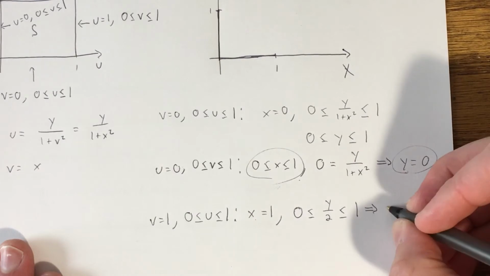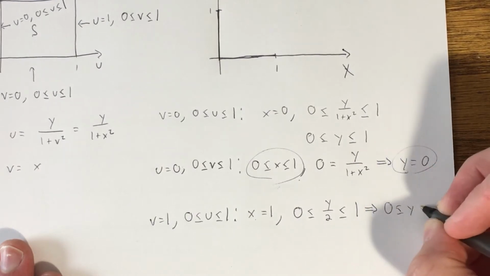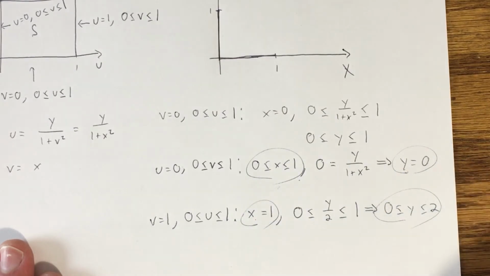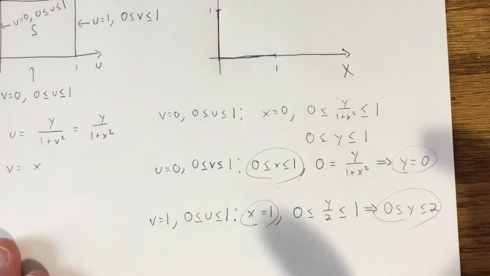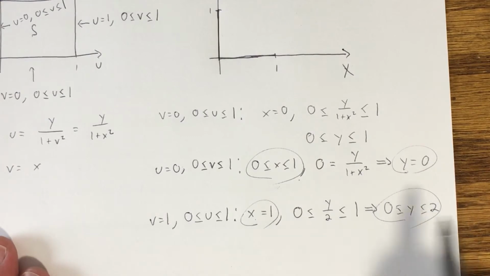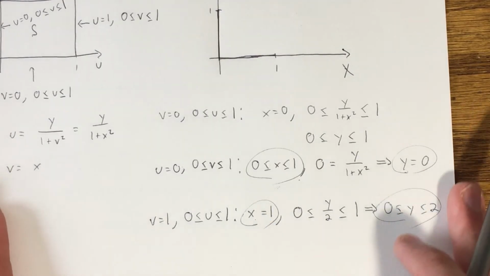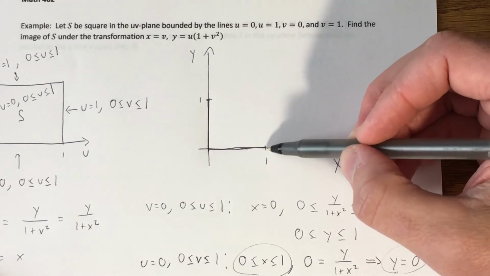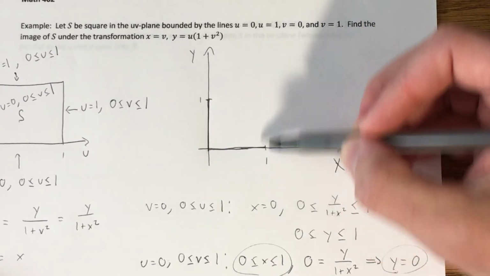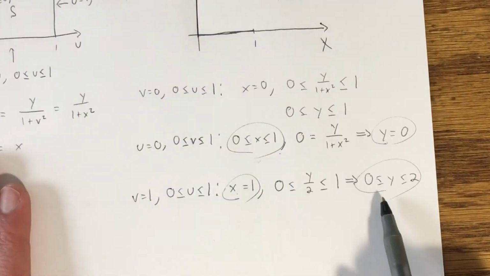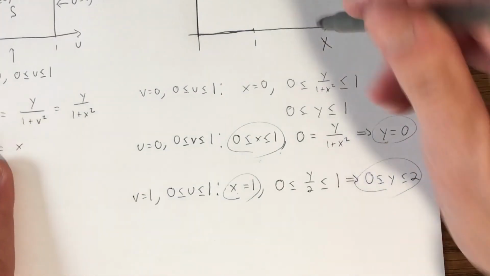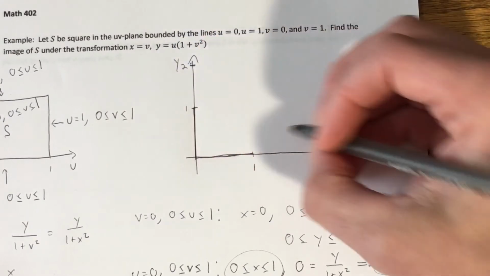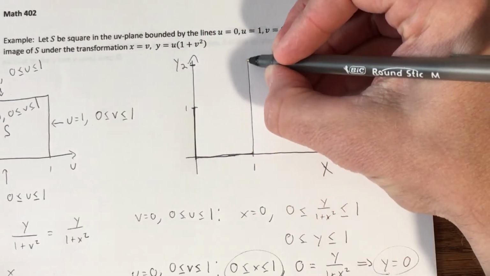Which tells me that Y is between 0 and 2. Okay, so these two determine the next part of my boundary. So if X is equal to 1, then we're talking about the line segment, the vertical line passing through 1 on the x-axis up here. And if we're restricting Y to lie between 0 and 2, then let me put 2 up here. And that line segment goes only this high.